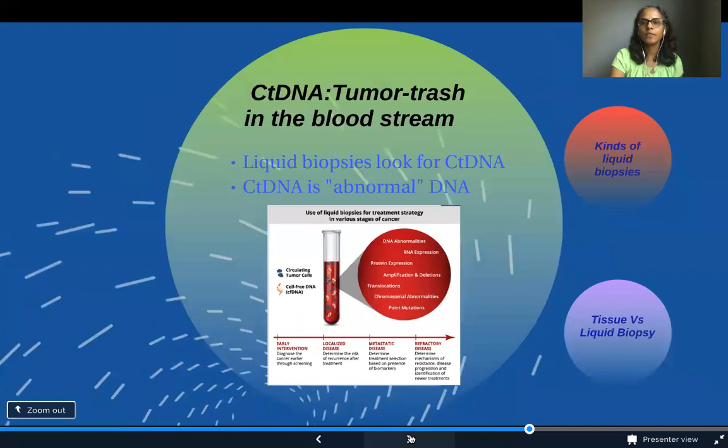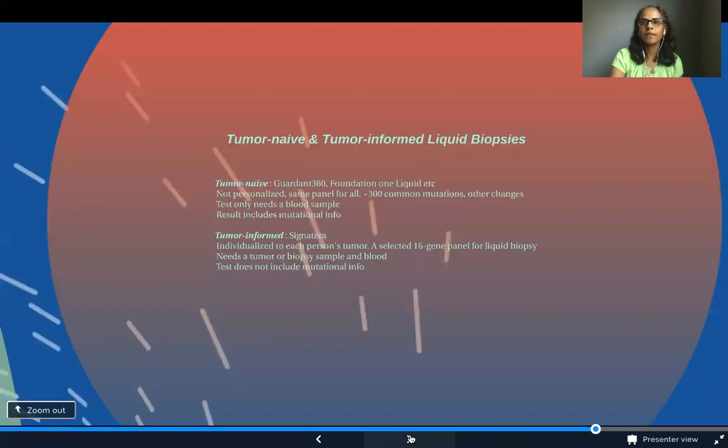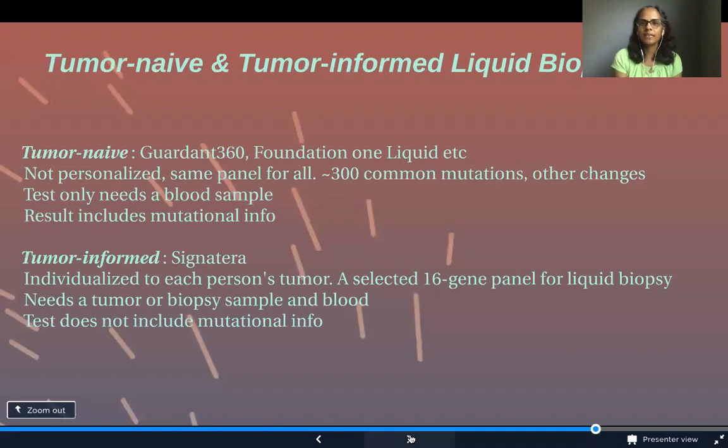So there are two different kinds of liquid biopsies. One is tumor naive and the other one is tumor informed. Tumor naive basically means that you have the same panel for everyone. Examples of tumor naive liquid biopsies are Guardant 360, Foundation One Liquid, etc. Here they look at a panel of about 300 common mutations and other changes. The test only needs a blood sample, and the results usually include mutational info.